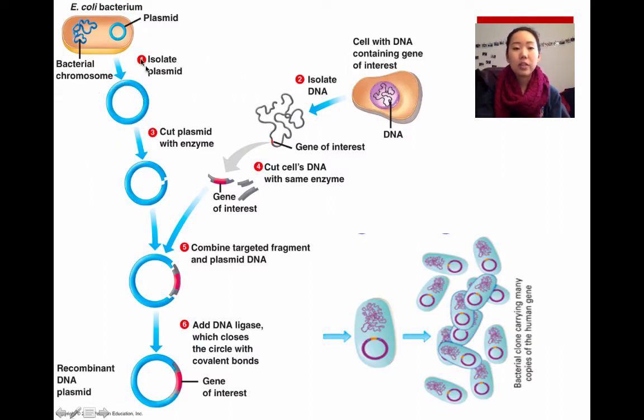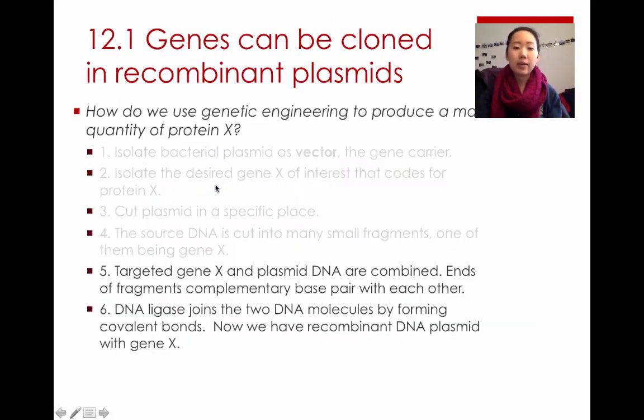So going back to this picture, after we've taken out this plasmid, we're going to make a cut in one very specific location. And we're also going to cut out from this isolated DNA the specific gene that we want. And the reason why we're cutting these is obviously because we're going to put them together. Right, so the next step is to take this targeted gene X fragment and insert it into the cut of the plasmid DNA. So when they're put together, the ends of the fragments are going to complementary base pair with each other so that it's inserted in the correct direction.